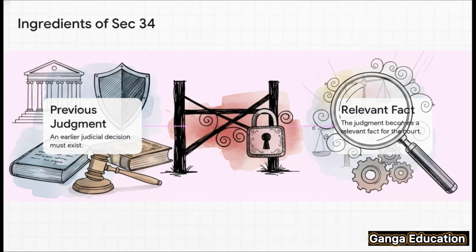Okay, to really get a grip on this section, let's break it down into three key ingredients. Think of it like a recipe. First up, you need a previous judgment. This means there has to be a final decision from a court that already exists. Got it? Good. Second, that judgment must create what we call a legal bar. This is the part that legally stops a new similar case from moving forward. And finally, number three, that previous judgment becomes a relevant fact when the court is deciding whether this new case should even be heard or not.